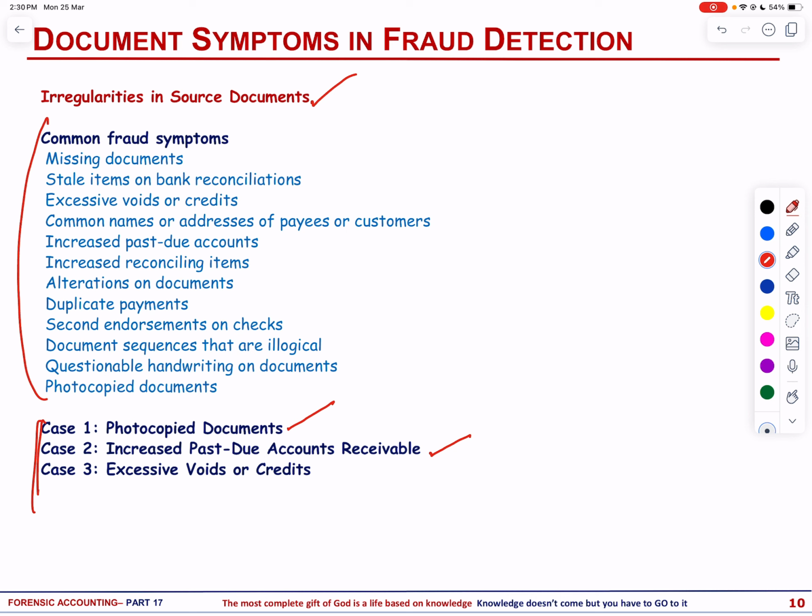The fraud was uncovered when a co-worker noticed a substantial decrease in the company's accounts receivable turnover ratio and conducted further analysis. The third case involves the detection of fraud due to excessive voids or credits in transactions, where a warehouse supervisor manipulated cash transactions by submitting fraudulent credit memos to clear accounts receivable files.